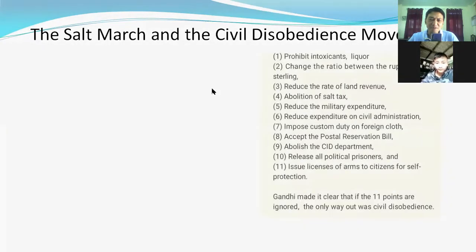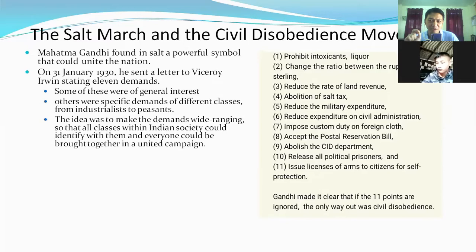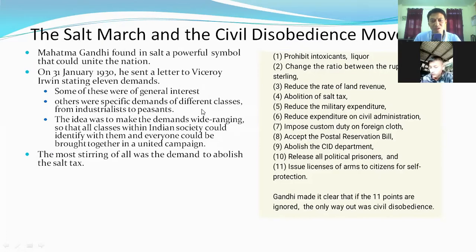26 January was the Declaration of Independence. 5 days later, on 31st January, he wrote a letter to the Viceroy, Lord Irwin, and he put 11 demands. But still, we don't get 100% support from point number 1 up to 11, except for point number 4, the abolition of salt tax.